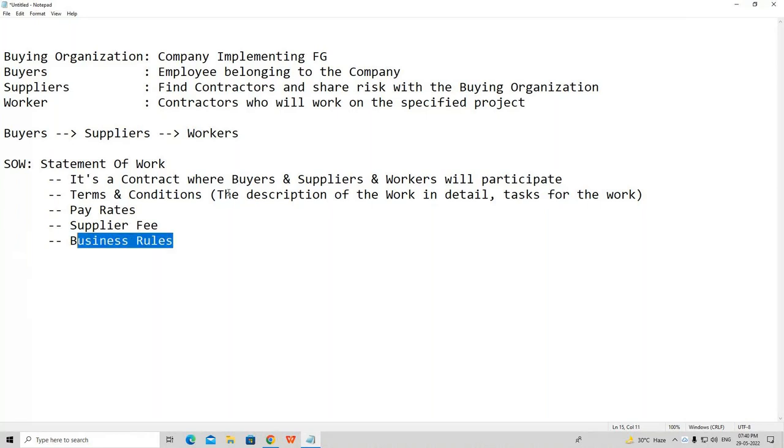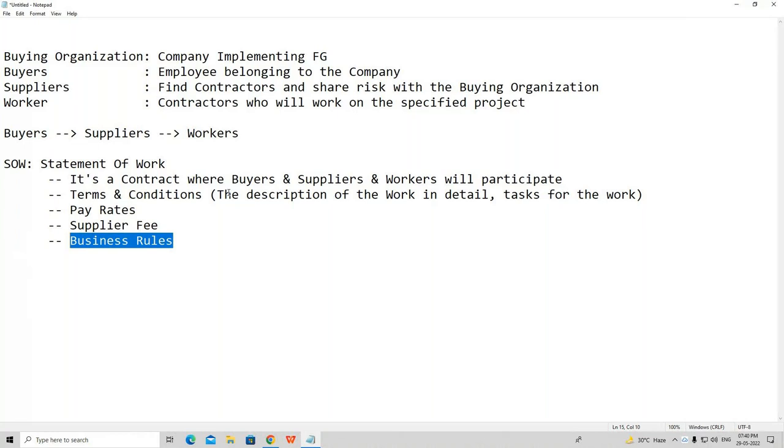Now, when I say business rule, please don't think of a business rule configuration. No. How the invoice will be created. That means, of course, all of you will say, Manoj, the worker will create a timesheet and submit the timesheet. After the approval of the timesheet, then only what will happen? What will happen? Invoice will be created, but will the invoice be created manually, or will it be created automatically?